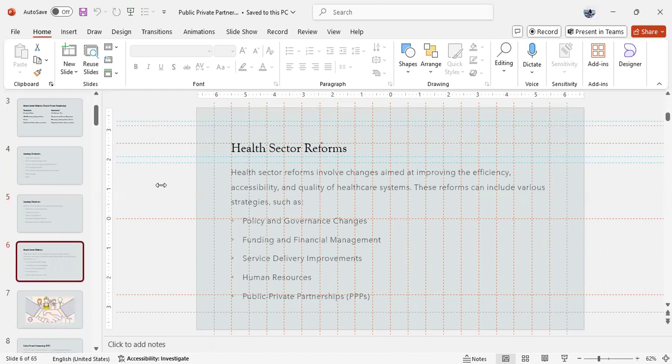Health sector reforms. Health sector reforms involve changes aimed at improving the efficiency, accessibility, and quality of healthcare systems. These reforms can include various strategies such as policy and governance change, funding, financial management, service delivery improvements, human resources, public-private partnerships.